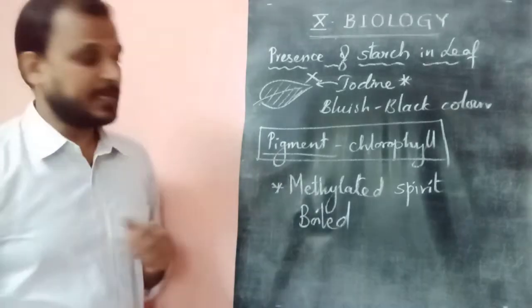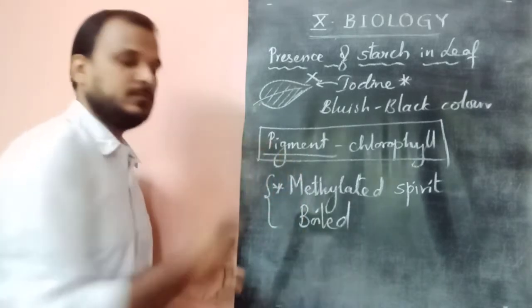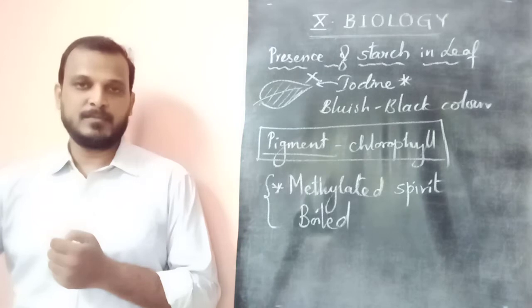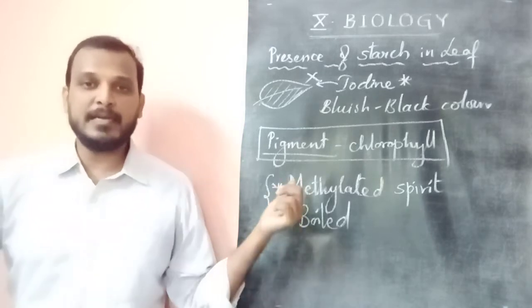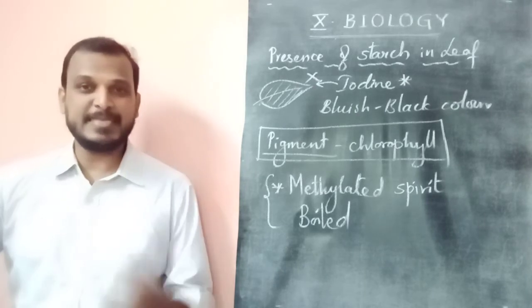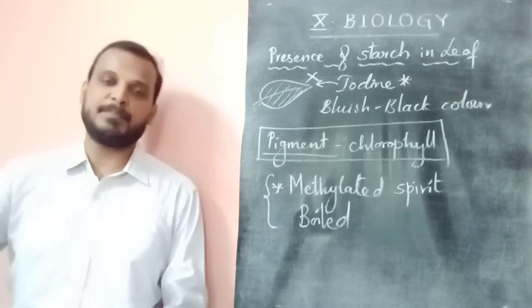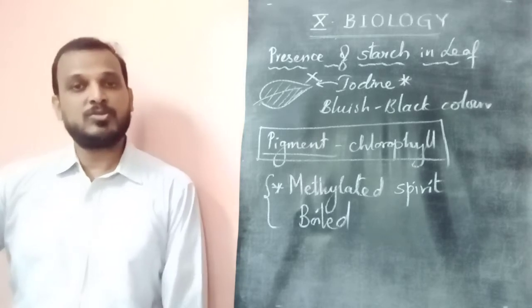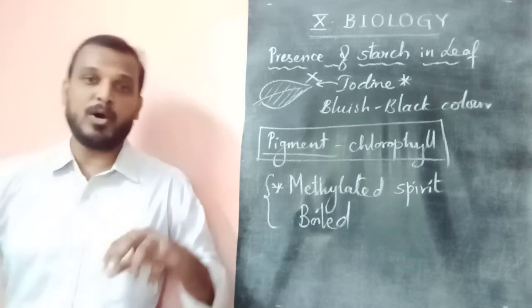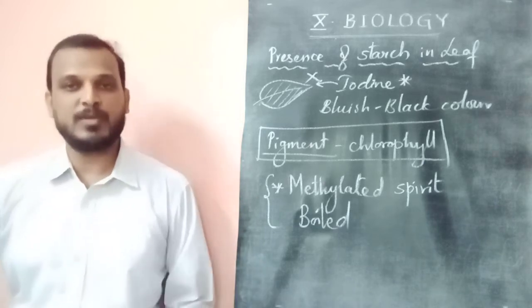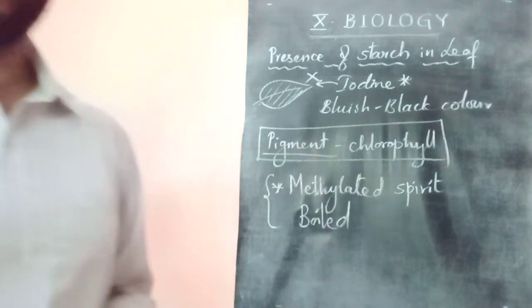And one more important difficulty here: boiling the methylated spirit is a difficult thing, because methylated spirit is a flammable substance. Flammable means it can catch fire easily, just like petrol. So how to boil it? We will set up an arrangement to boil the methylated spirit without touching fire. So let us see the arrangement here.